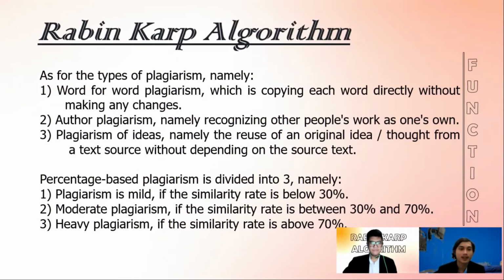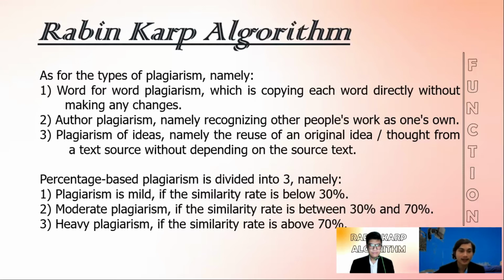As for the types of plagiarism, namely, first, word-for-word plagiarism, which is copying words directly without making any change. Second, author plagiarism, namely recognizing other people's work as one's own. Third, plagiarism of ideas, namely the use of an original idea or two from a text source without depending on the source text.